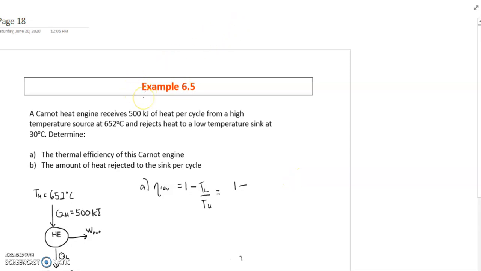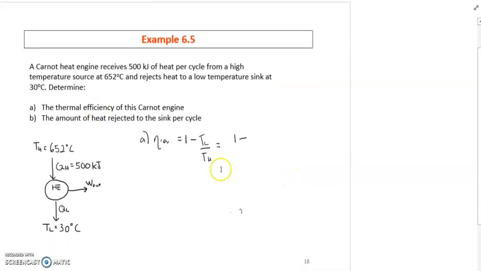So your TL is 30 plus 273 over 652 plus 273, in Kelvin. So plug this into the calculator, and you will get an efficiency of 0.672. Okay, so that is part A.